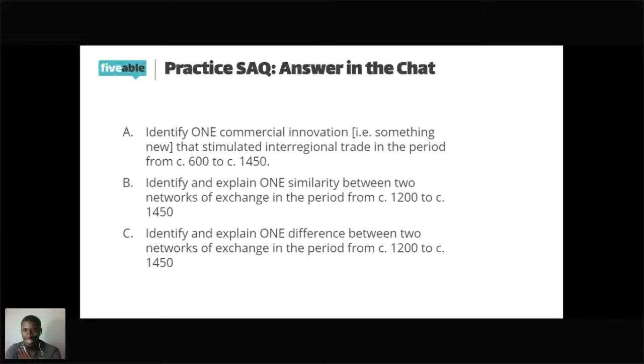I'm sorry, guys. What I would put for the commercial innovations, yes, good job, Sunny, for A, the magnetic compass, the astrolabe, the caravanserai. Those were the main technological commercial innovations that could be put. How about B? What would you guys put for B? Just any trade routes, the Silk Road versus the Trans-Saharan, or the Indian Ocean and the Trans-Saharan, or the Silk Road and the Trans-Saharan. What are some similarities between those two?